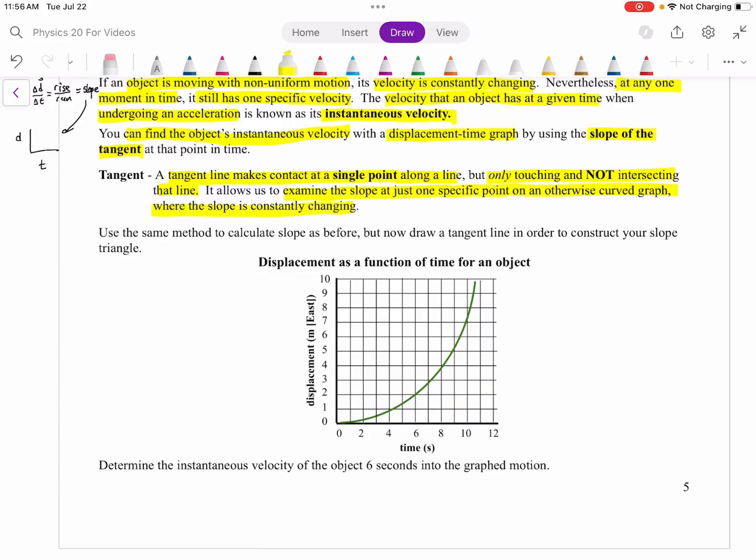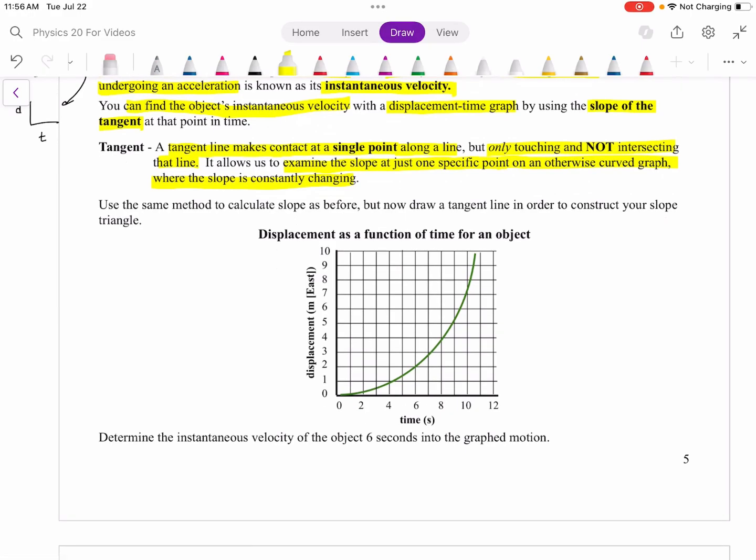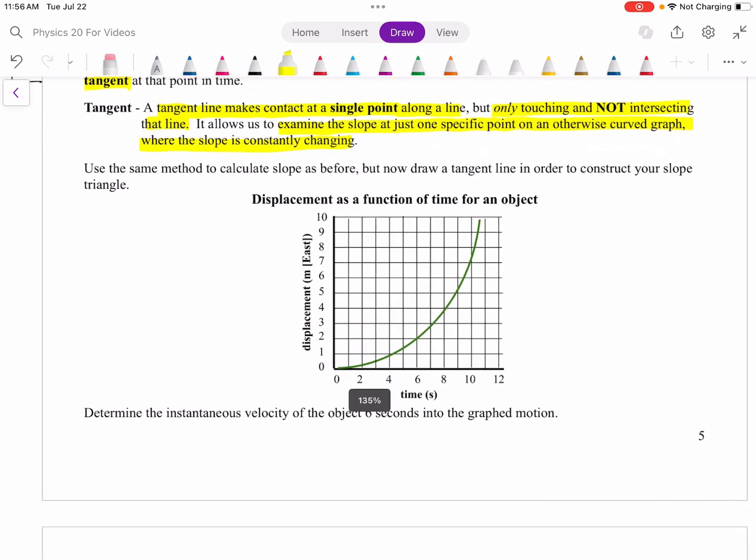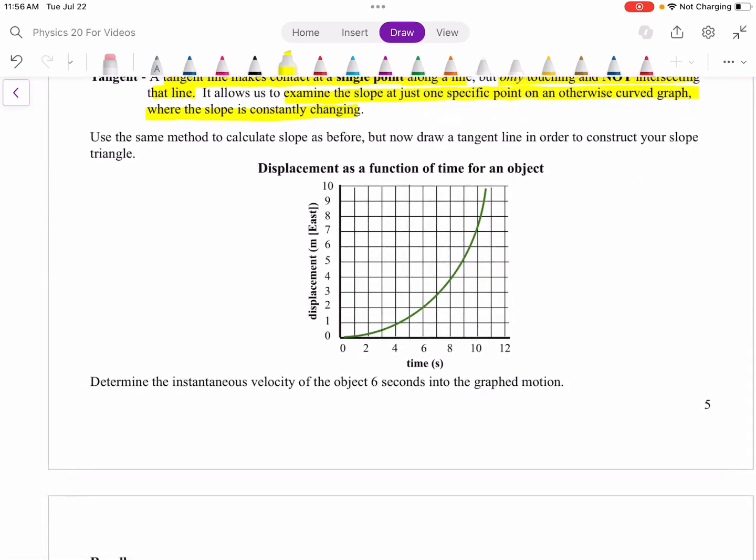So we use the same method, we just need a tangent line to do it because it has many different slopes. So best way to see that in action is probably with an example. This one wants us to determine the instantaneous velocity of the object 6 seconds into the graphed motion. So right here, right? At this moment, we want to know how fast it was going. A moment later, it'll be faster. A moment earlier, it was slower. We want to find the velocity right there, though, and therefore the slope of the graph at that exact location.